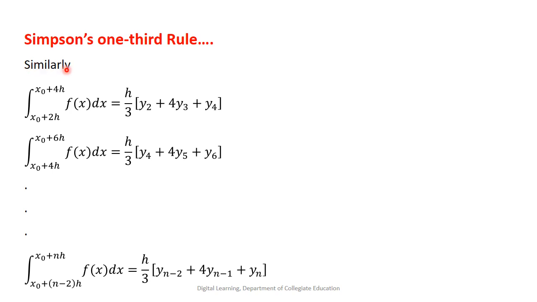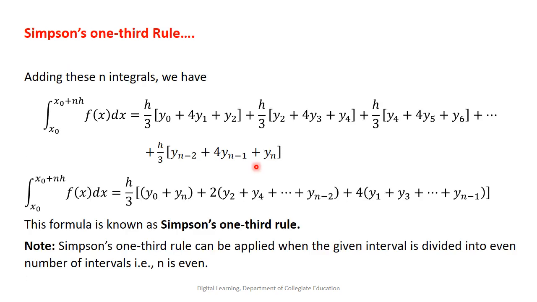Similarly, taking n is equal to 4, we get this. Taking n is equal to 6, we get this. Taking n is equal to n, we are getting this. Adding these equations, we are getting integral x naught to x naught plus nh f of x dx is equal to the right side of the first expression, right side of the second expression, right side of the third expression and right side of the nth expression.